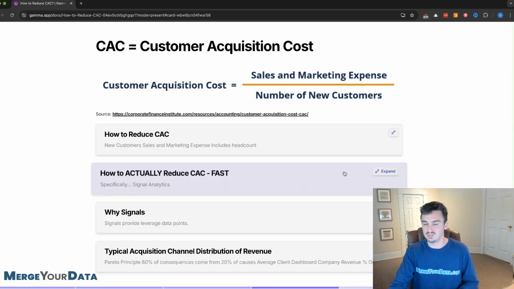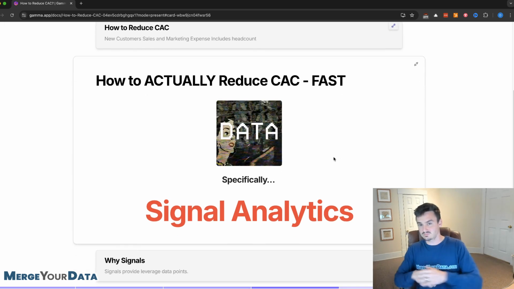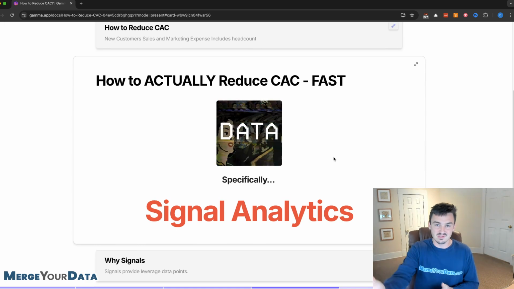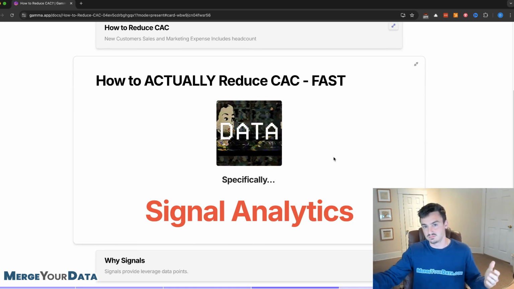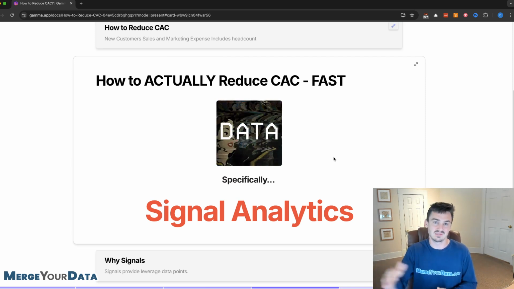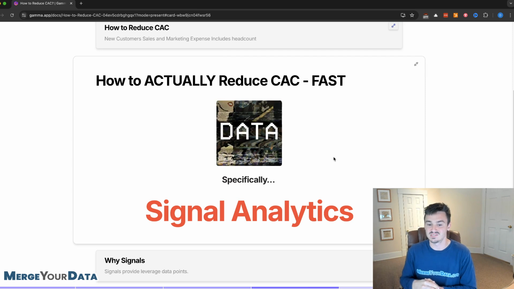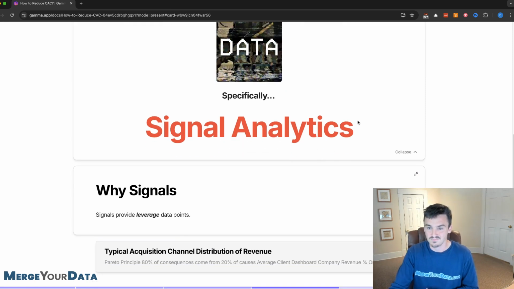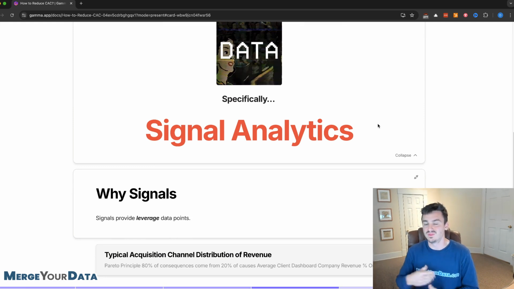We want to actually know how to reduce this quickly. And we want to know how we can do it. So the easy answer, the simple answer, is data. We all have data. We can use it in different ways. But specifically, we're talking about signal analytics. And so signal analytics, just go on to the next card here, provide leverage with data.